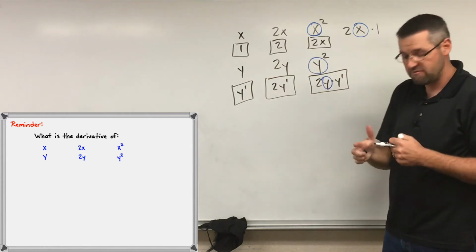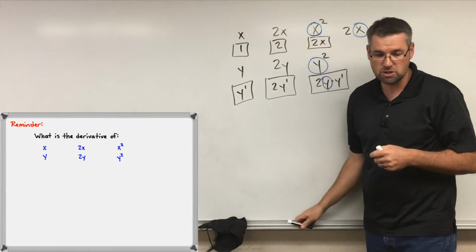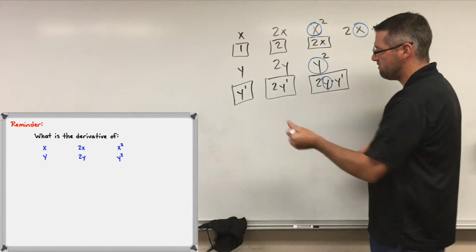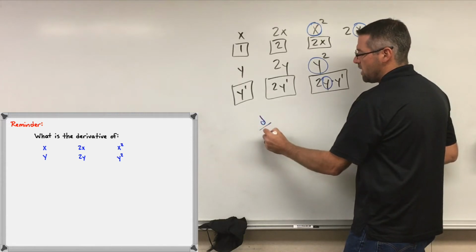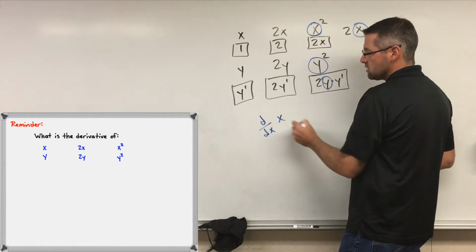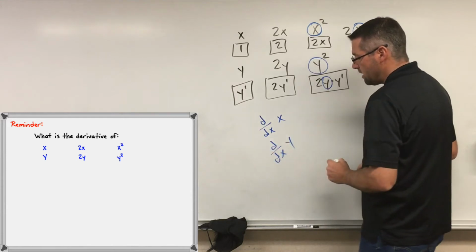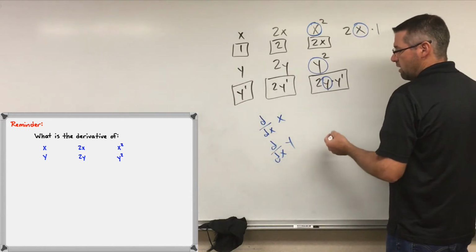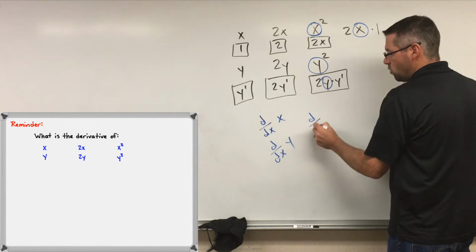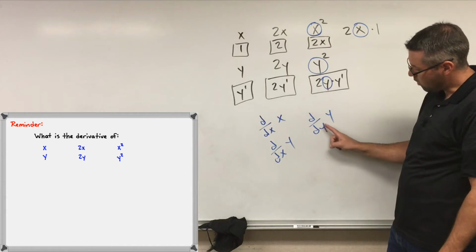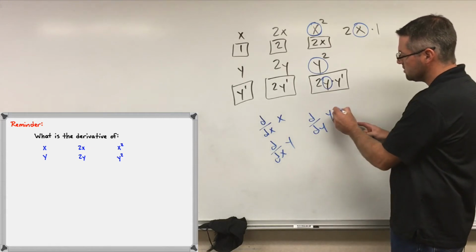So that is kind of the foundation of implicit differentiation. We need to know what the difference is between taking the derivative with respect to x of x versus the derivative with respect to x of y, right? Versus the derivative with respect to y of y. If this is my variable, this is telling me y is the variable, so the derivative of this is 1.